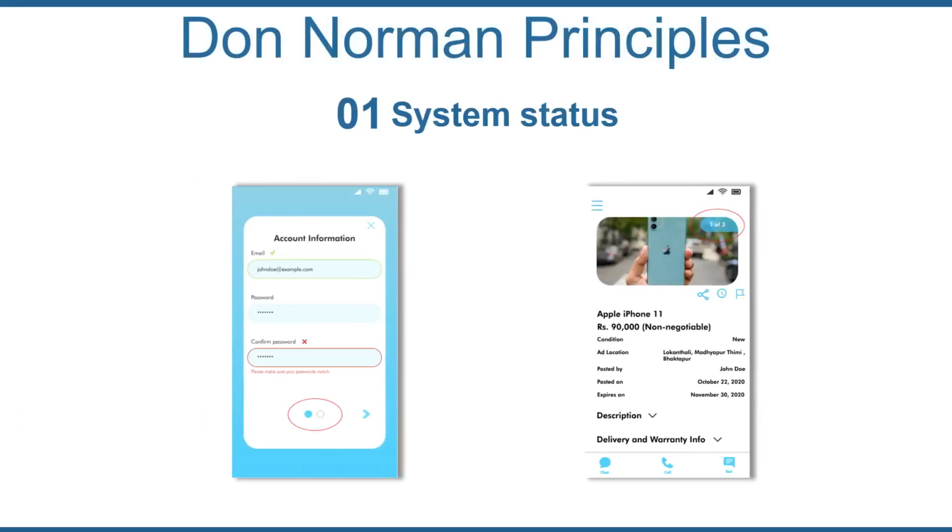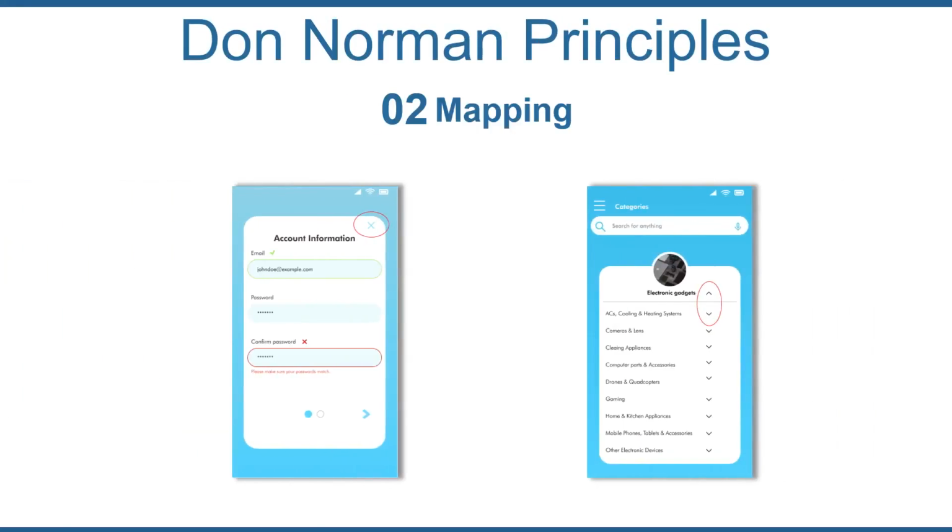We have established a few visual design patterns as shown in the figures to provide feedback or system status to the user. The next one is mapping. We have some natural mappings in our interface such as the down arrow which indicates there is something more to be revealed or the cross sign to indicate cancellation.